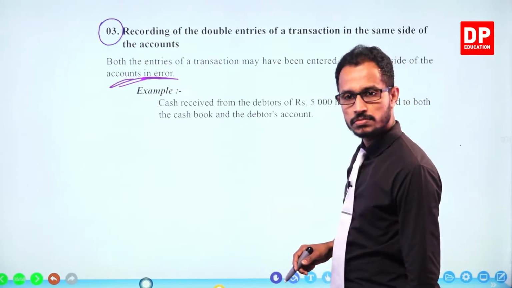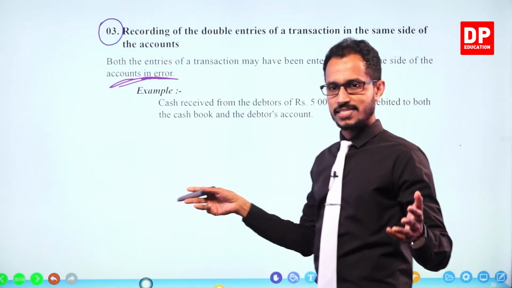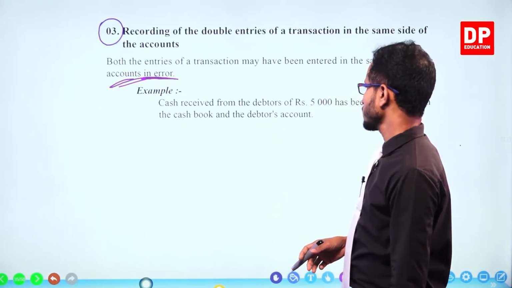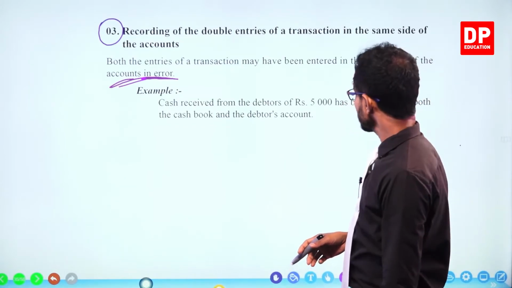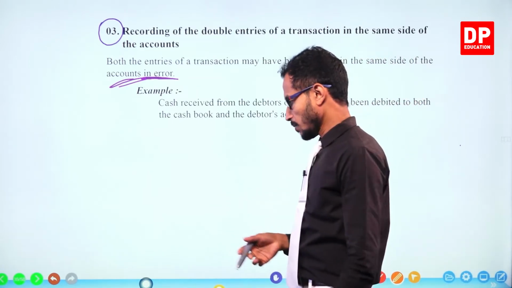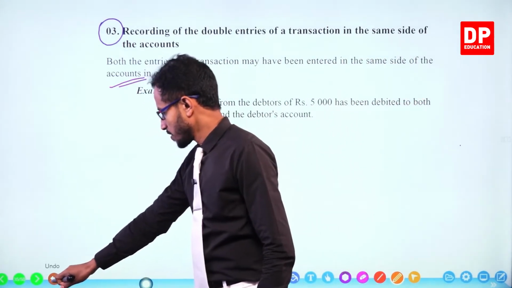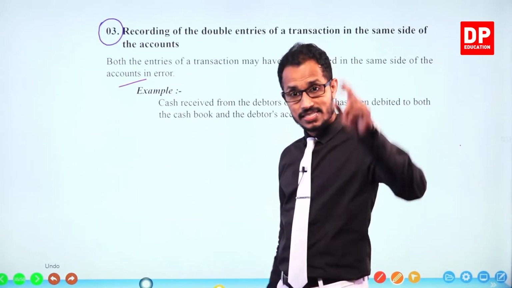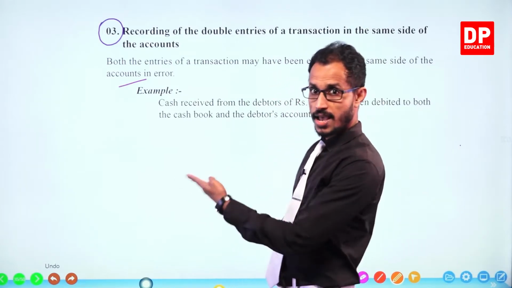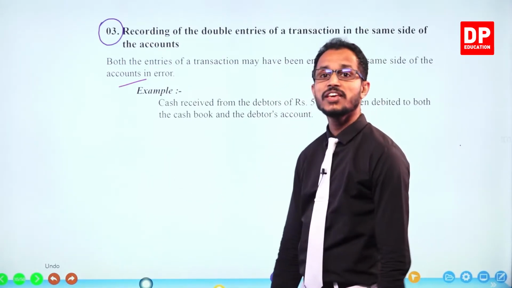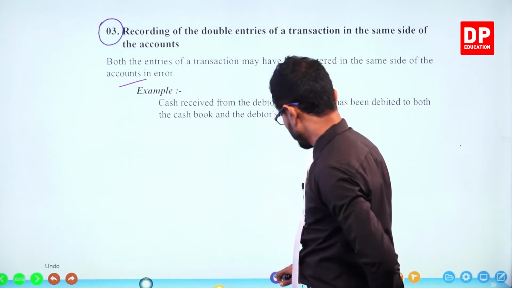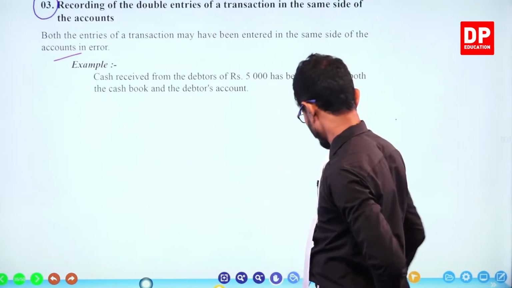Taking an example, we'll figure this out. Cash received from a debtor, 5,000, has been debited to both the cash and debtors account. Now, let's go step by step and solve this problem, shall we? Good. This is the error.